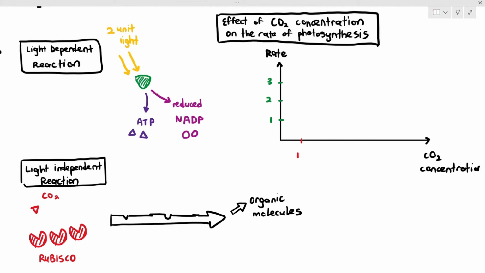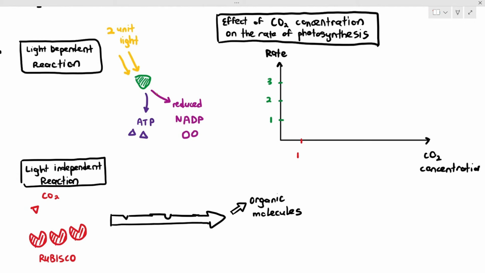So in this case over here, we're going to see the effect of carbon dioxide concentration on the rate of photosynthesis. And I'm only going to give 2 units of light. In this case, carbon dioxide concentration is the independent variable, which we will change. Light intensity is the constant variable, which means to say it has to be kept the same. Now, with those 2 units of light, I get 2 triangles of ATP and 2 triangles of reduced NADP. But look at the carbon dioxide concentration now. I only have 1 carbon dioxide.